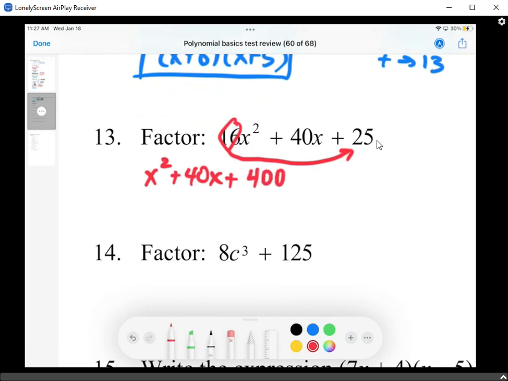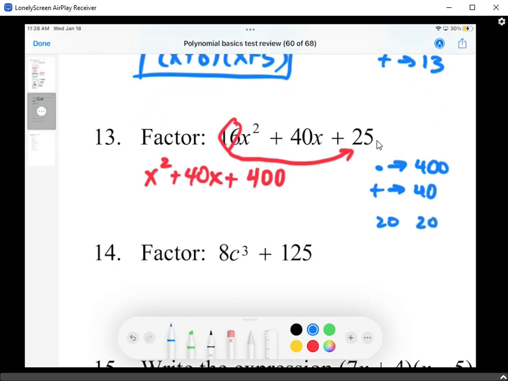400. Good gracious, 400. All right, so we just need to think about what number could we multiply that would get us to 400, that would add up to 40. Now, you may or may not already know this, but 400 is actually a perfect square. 400 is 20 times 20. So if we are looking for two numbers that multiply to give us a product of 400 and add to a sum of 40, it's 20 and 20.